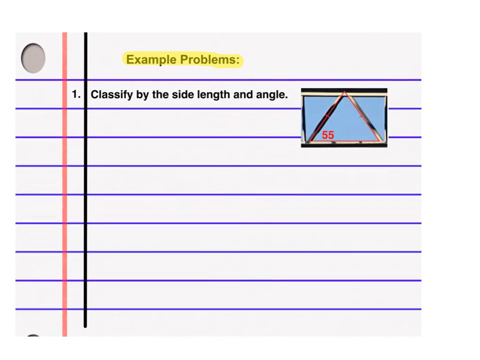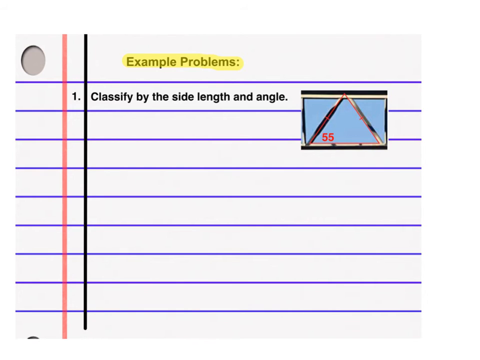All right, classify by side length and angle. I'm not sure if you all can see this, so I'm going to draw it a little bigger. There is a tick mark right here and a tick mark right here. Because I'm seeing those two tick marks, I know these two sides, I'll make them green so it's easier to see, are congruent. So look back at your notes. Two congruent sides, what do we call that? That is isosceles.